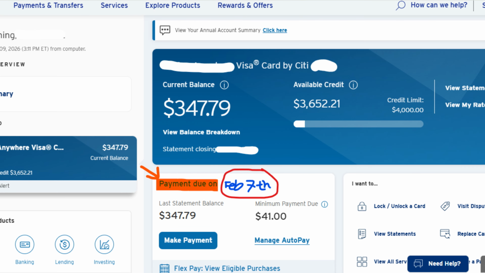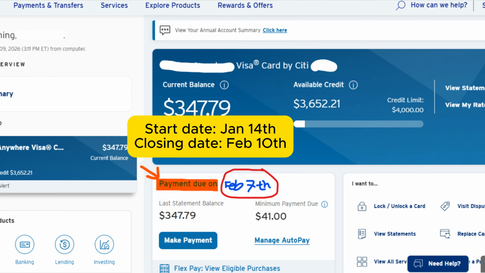So in this example, they might see a statement start of January 14th, a statement closing date of February 10th, but then a payment due date of February 7th, which falls 3 days before the statement closes. And that is very confusing because it seems like there's no grace period like we just talked about. So let me explain where the issue is happening.